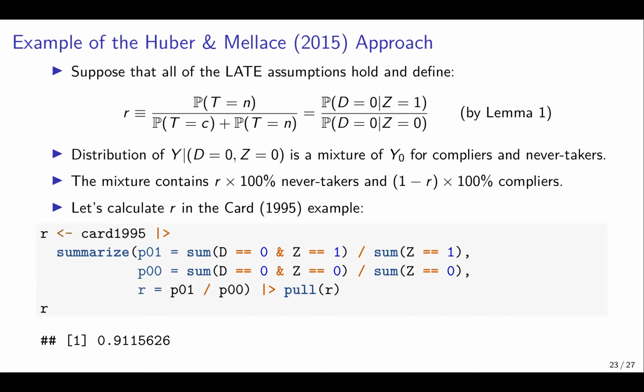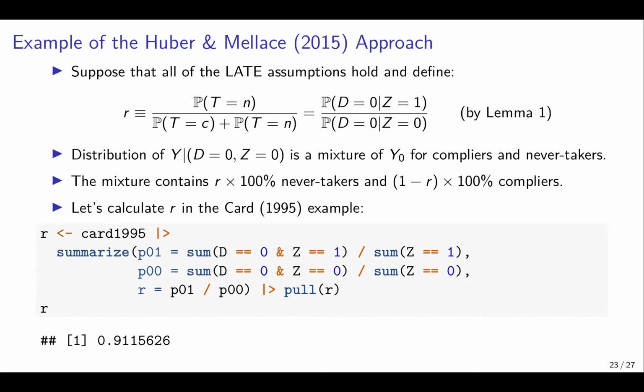Remember, what we're going to do here is we're going to assume that all the LATE assumptions hold, and then we're going to see what follows from that. All right, so what does this mixture contain? Well, the whole reason I defined R is because R is quite relevant to answering that question. The mixture contains R times 100% never takers and 1 minus R times 100% compliers. Because what is this R? It's actually the share of never takers relative to compliers and never takers. So that's exactly what we want.